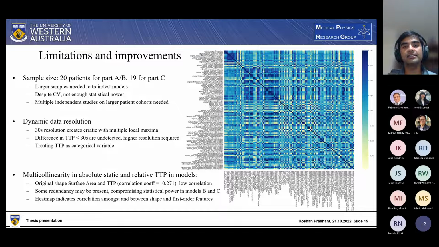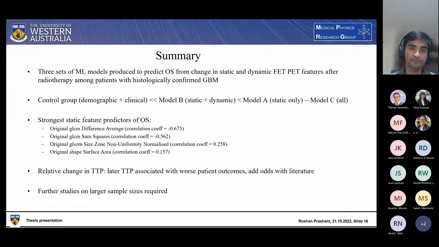And furthermore, an analysis amongst just the static features is shown in this heat map here, where blue indicates a high level of correlation and yellow indicates a very low level of correlation. And so in this map, there are these clusters within these blue regions, and these correspond to shape features and first order radiomics features. So this indicates that shape and first order features may be correlated with one another. And so this could further add to redundancy in the machine learning models investigated.